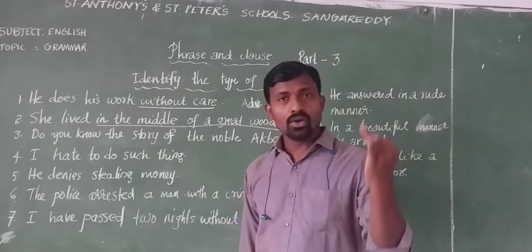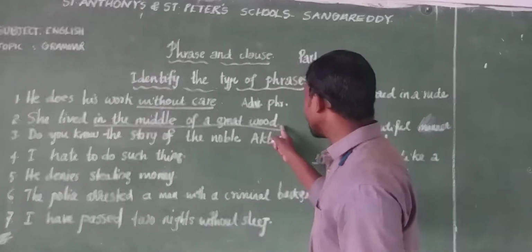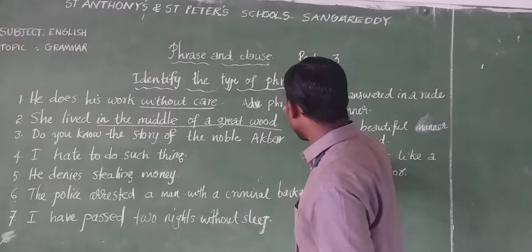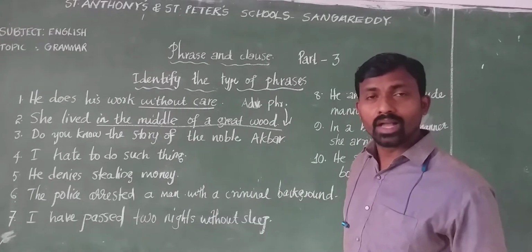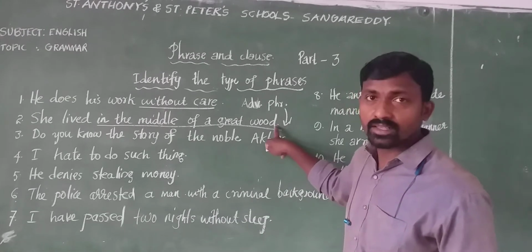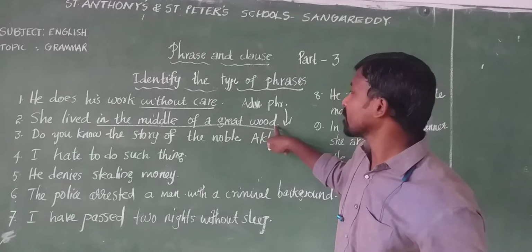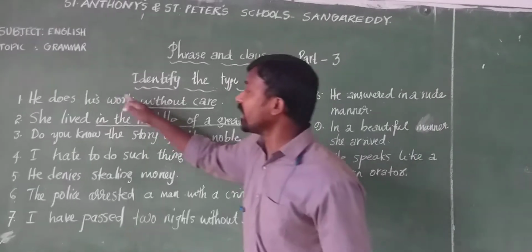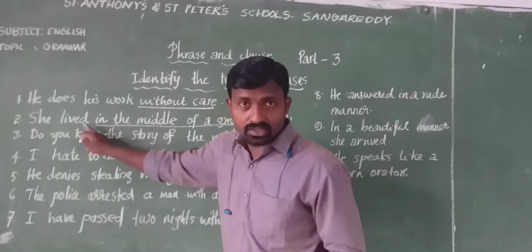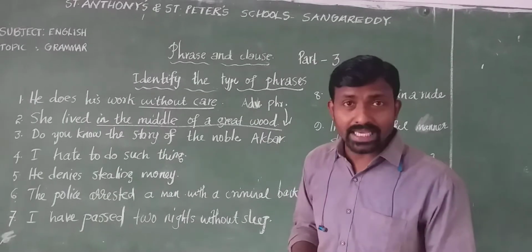3, 2, 1, 0, and this is also going to be an adverbial phrase. How can we say that this is an adverbial phrase? The reason is very simple. This particular part tells us where she lived. Right. So verb, adverb of place. Okay.